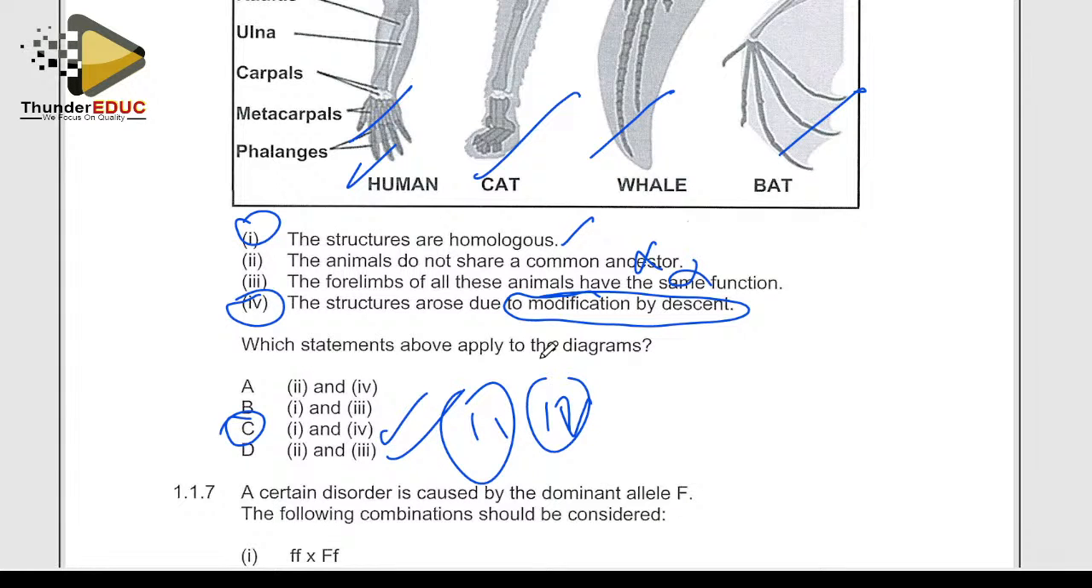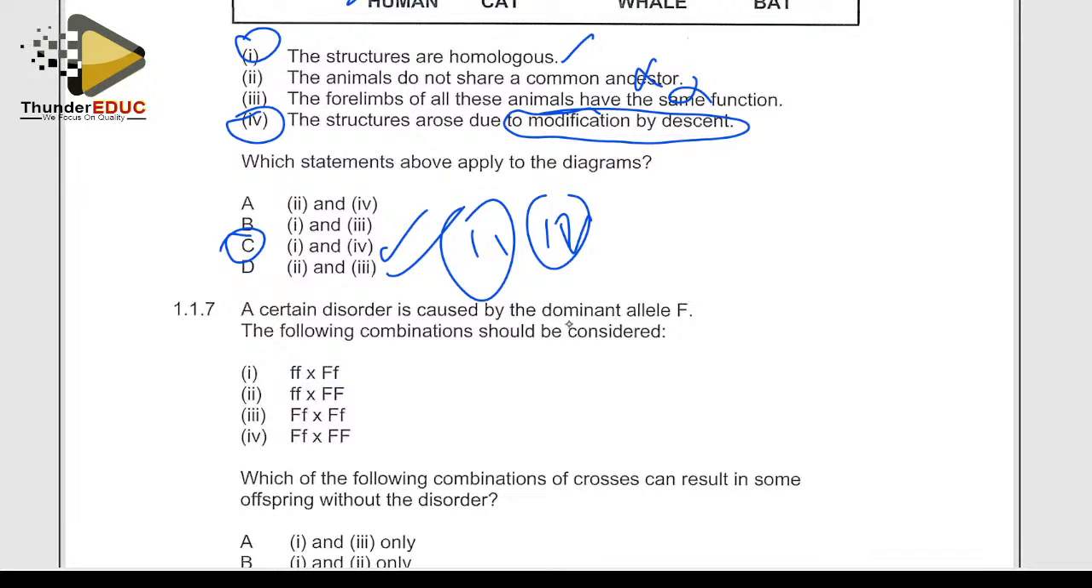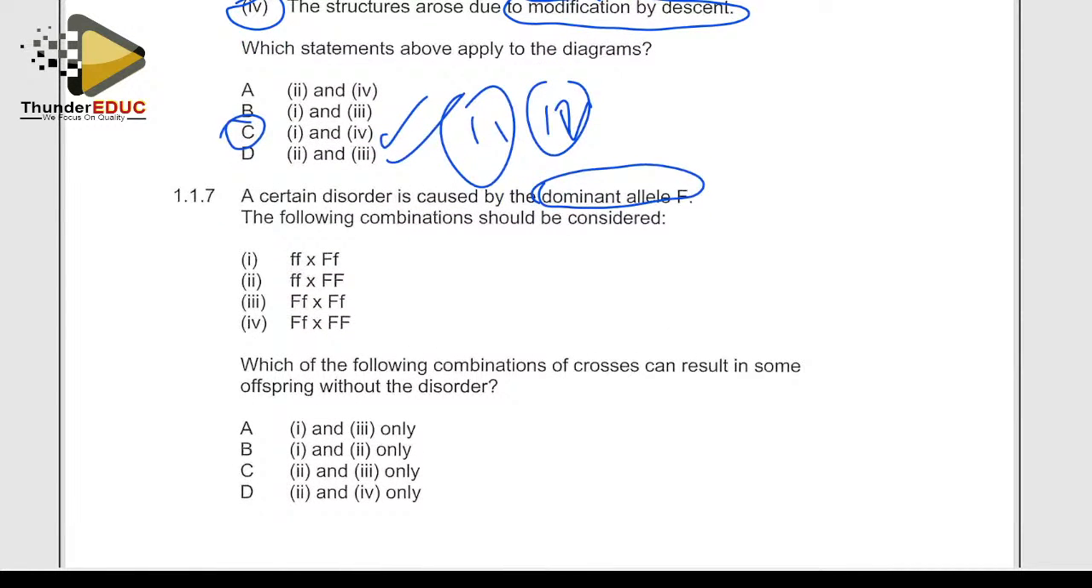All right, they're saying that a certain disorder is caused by a dominant allele. I emphasized this dominant allele. The following combination should be considered. Which one of the following crosses can result in offspring without a disorder? A certain disorder is caused by a dominant allele. So meaning that in this case, where I have capital F, that isn't it.